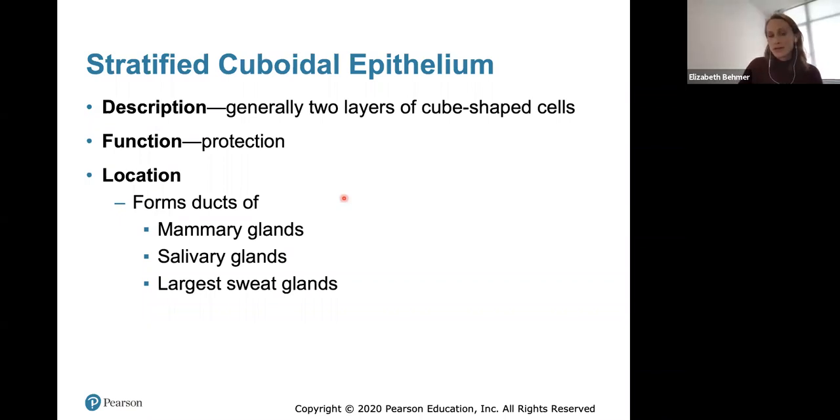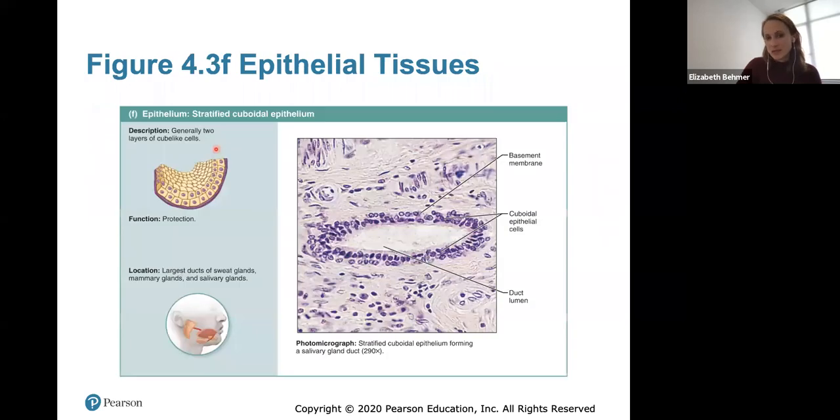Stratified cuboidal has 2 layers of cube-shaped cells, function to protect, and it forms the ducts of mammary glands, salivary glands, and the largest sweat glands. So here's a look at a double layer of cuboidal cells. So this is stratified cuboidal found in a salivary gland.